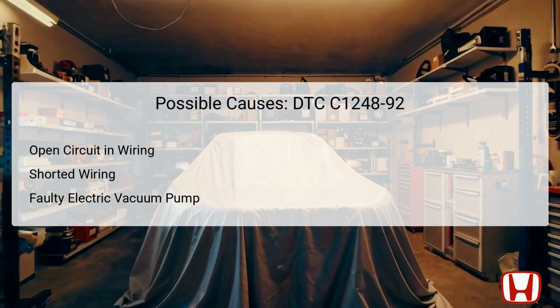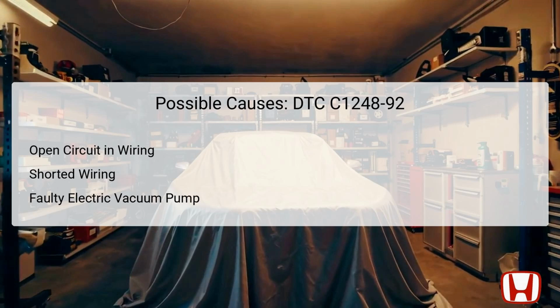Diagnosing the underlying causes of DTC C1248-92 involves considering various scenarios that could lead to this DTC being triggered. One primary reason could be an open circuit within the wiring, particularly within the motor plus and motor minus lines. This can occur due to wear and tear, physical damage, or faulty connections.